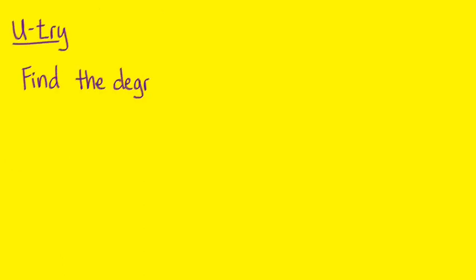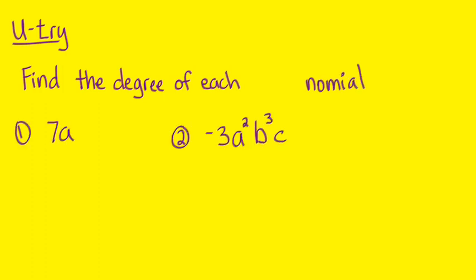Now, go ahead and find the degree of these monomials. They're numbers, but they're monomials. Super important to remember that, right? So number 1 is just 1, right? And number 2 is going to be 2 plus 3 plus 1 is 6.